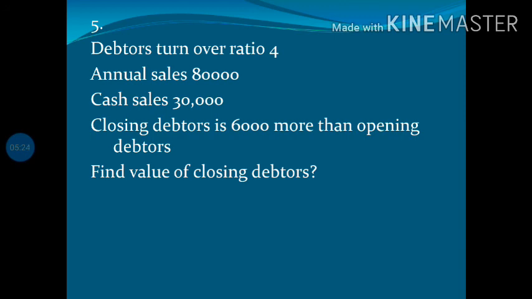This is another question. Debtors turnover ratio is 4. 4 means 4 times. Annual sales is 80,000. Cash sales is given as 30,000. Closing debtors is 60,000 more than opening debtors. Find the value of closing debtors.